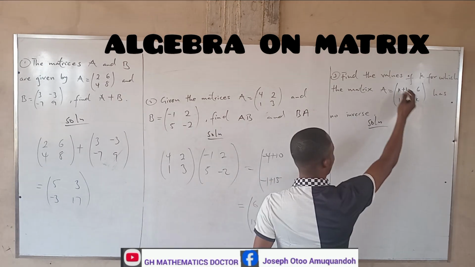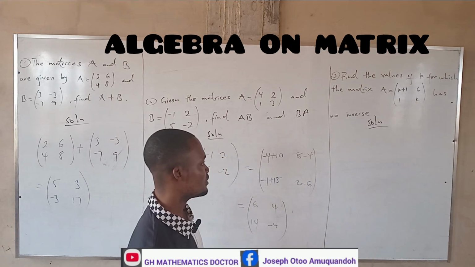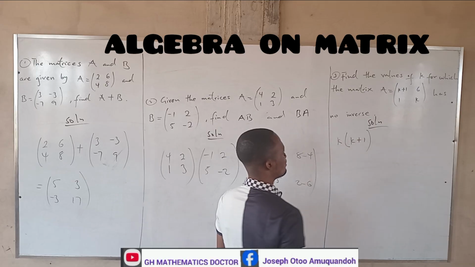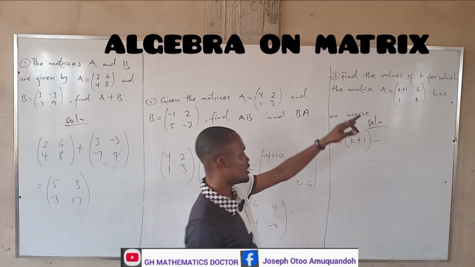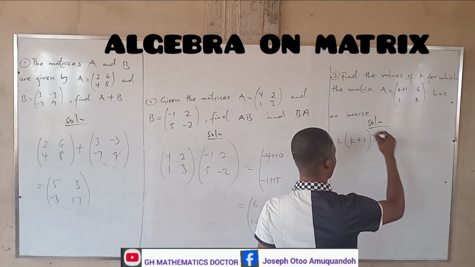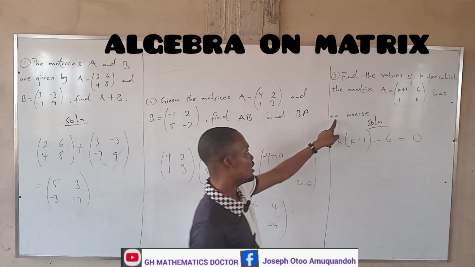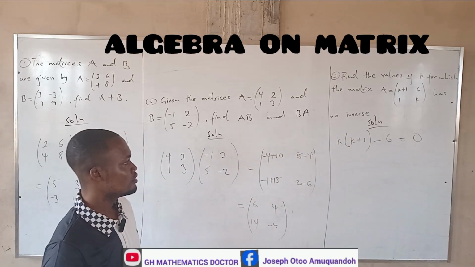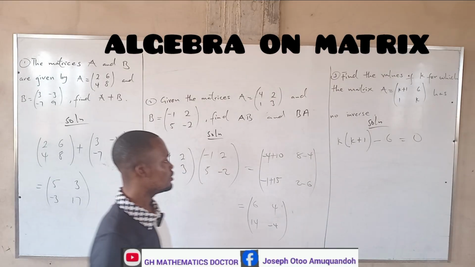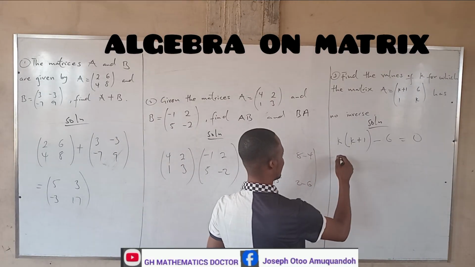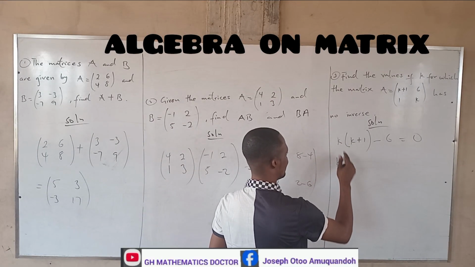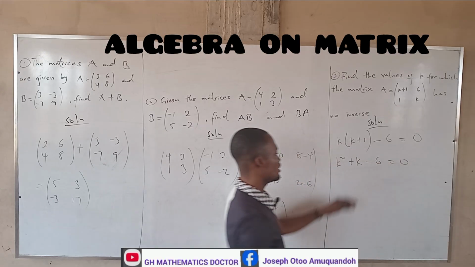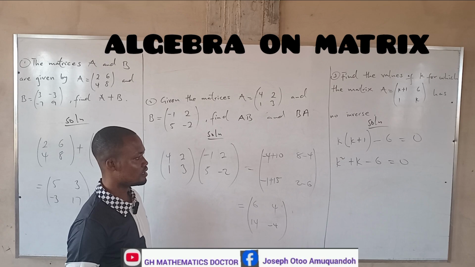Over here, we multiply the left diagonal, that is k times k plus 1, then minus the product of the right diagonal, that will give you 6. And since they said has no inverse, you equate it to 0. Then you get your simple equation, then you solve. So you expand the brackets here, you get k times k, k squared, k times 1, positive k, then minus 6 is equal to 0. In this case, you've gotten a quadratic equation.